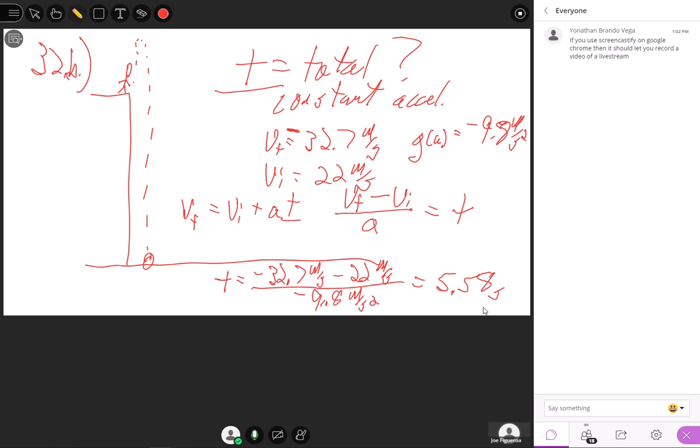And you say, well, now, Mr. Shields, how can you do that? Because it went up and then it came back down. Well, we're taking the velocity from the point here, but it is now negative because it's on its downward trek. 5.58 seconds. Any questions on that?